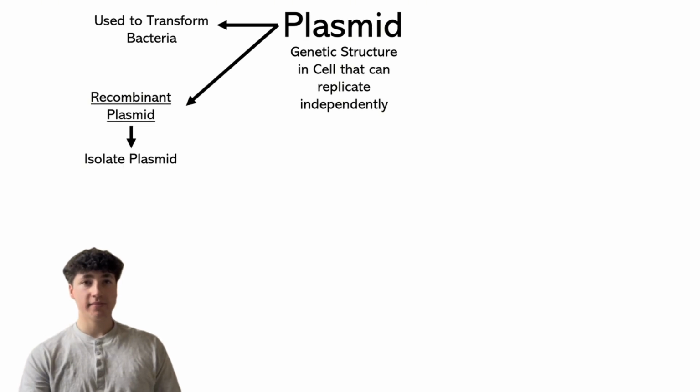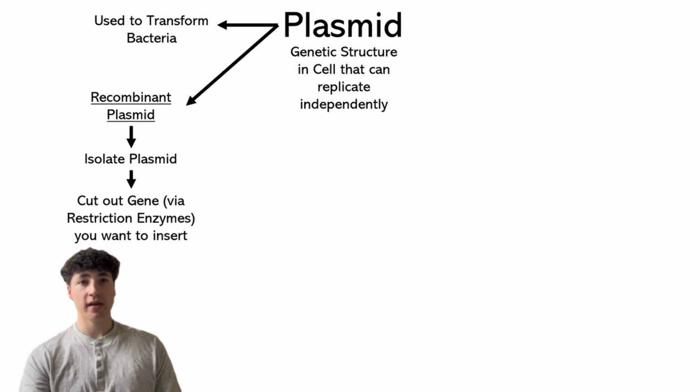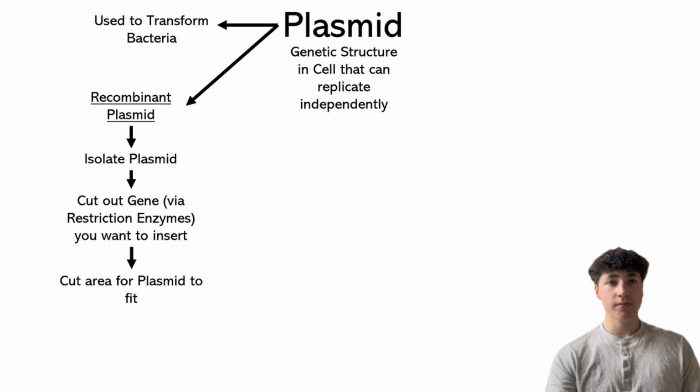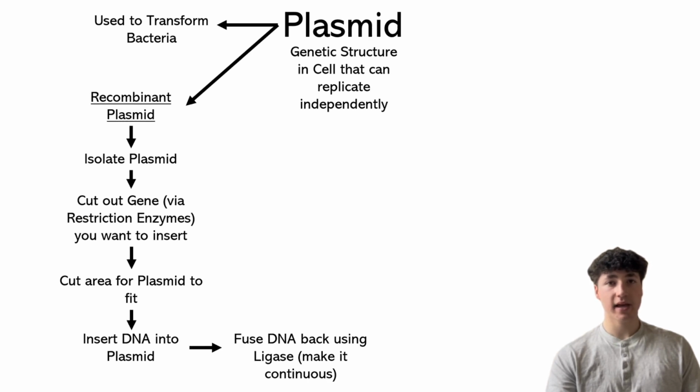First of all, the plasmid has to be isolated. Restriction enzymes will have to cut out the piece of DNA that you want to insert and cut out the area of the new plasmid in order for that DNA to fit. The DNA has to be inserted into the plasmid. After it has been inserted into the plasmid, ligase will fuse it back to its continuous state.